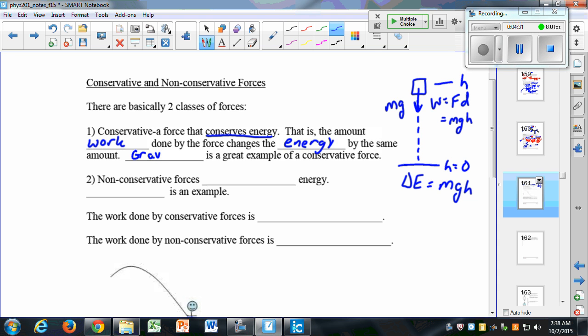All right, so that's what it means that the work done by the force changes the energy by the same amount. All the work that this force is doing goes into a change in energy. In this case, this change in energy is going to go all into kinetic energy. So this value, whatever it is, will be converted completely into kinetic energy. Non-conservative forces, as you might expect, don't conserve energy.